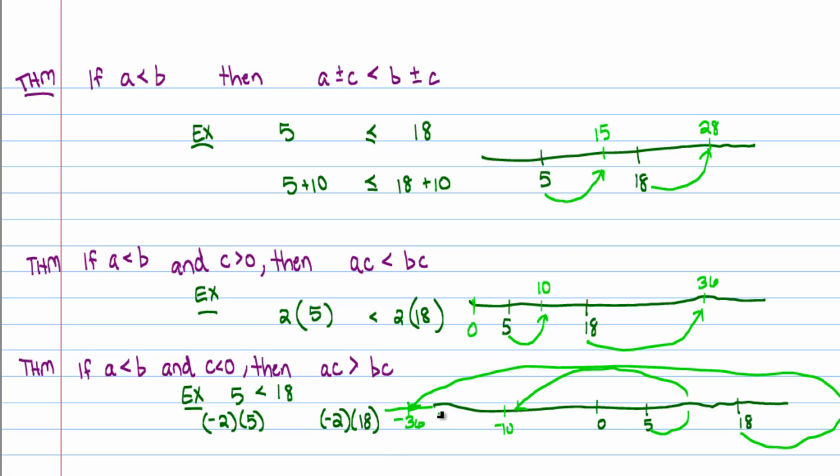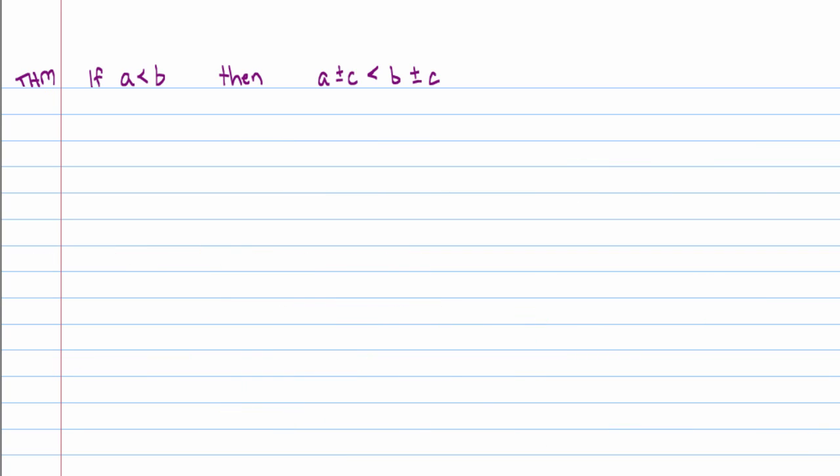Now notice 5 became negative 10, 18 became negative 36. Which one is to the left, or which one is a more negative number? It turns out the negative 36 is more negative. So when I point at the smaller or more negative number, I'm going to be pointing in the opposite direction, because the roles have switched. It's a great way to think about it when you're dealing with inequalities. Let's just do a couple of examples to solidify this concept.